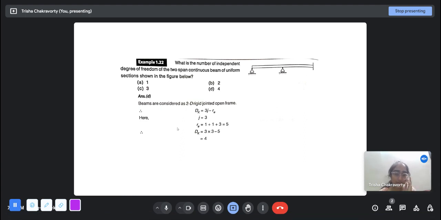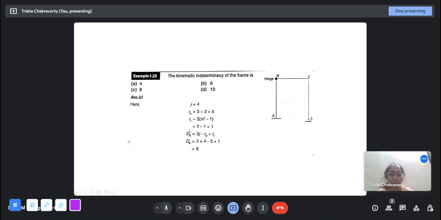The number of independent degrees of freedom, the two span continuous beam. So here there are three joints, one, two, three, and how many support reactions? There is one roller, Fy here, Fy here, and three from this fixed support. So there are five support reactions. So J is three, Re is five. So Dk is three into three minus five.